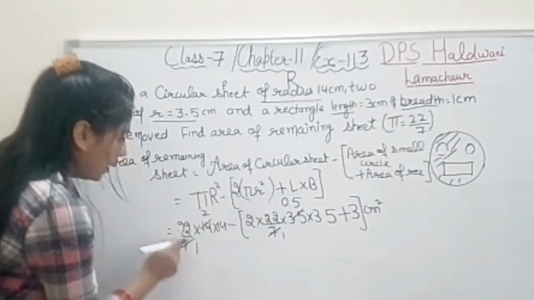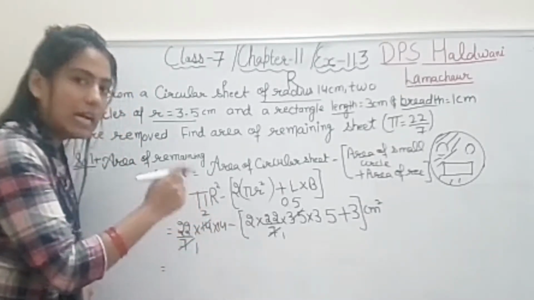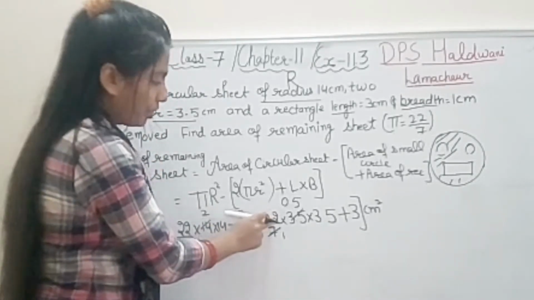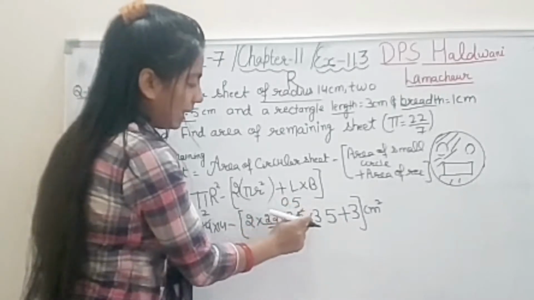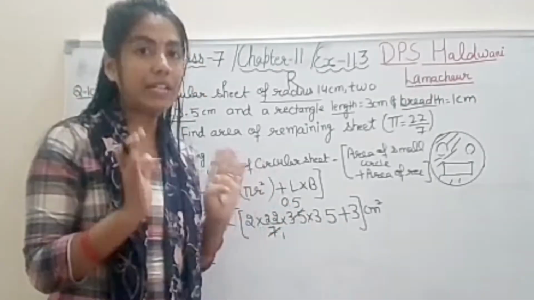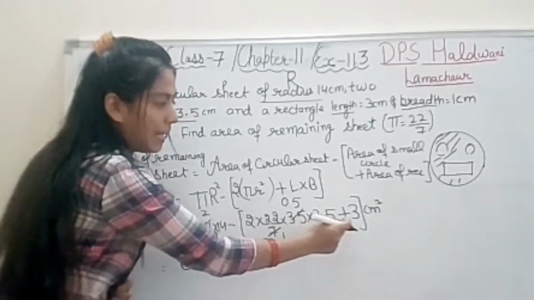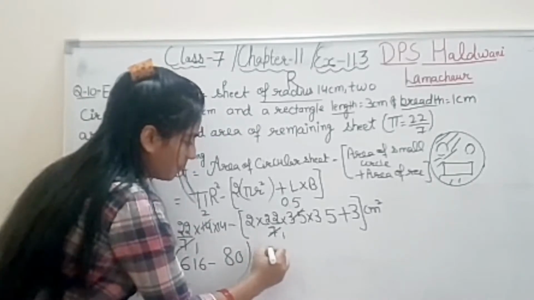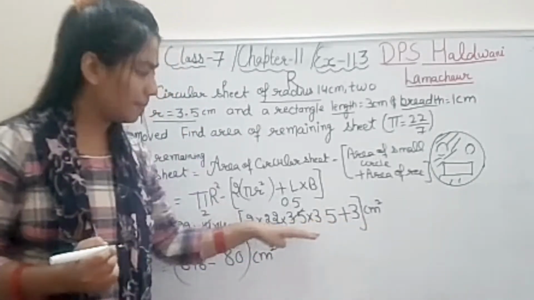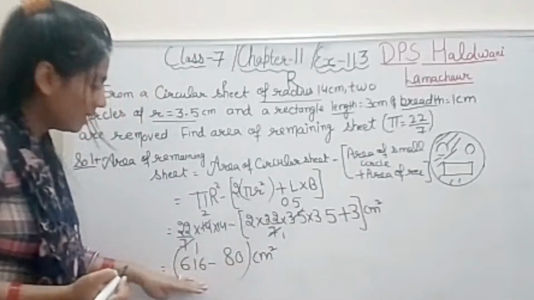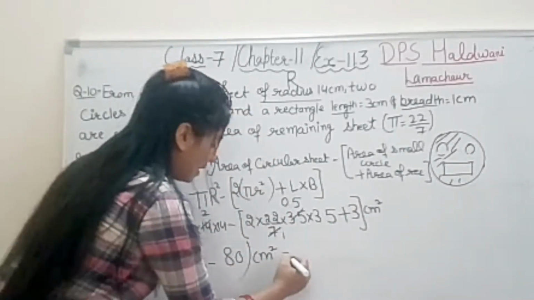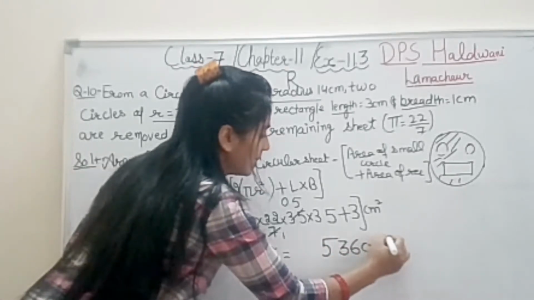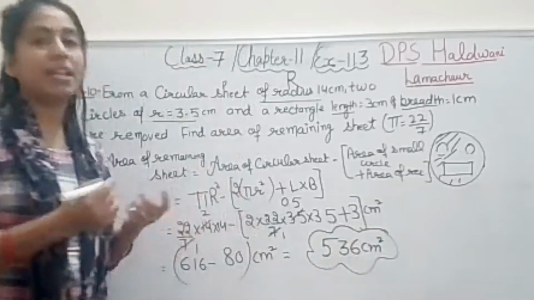Now solving. 12 twos are 24, 24 14s are 616, minus 2 into 22 into 0.5 into 3.5, the answer is 77. So 77 plus 3, 80. So students, 616 minus 80. This is just multiplication and addition. Now 616 minus 80, we get the answer 536. It means 536 centimeter square is the area of the remaining sheet.